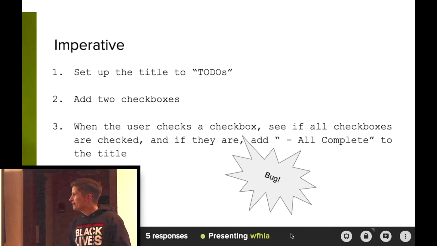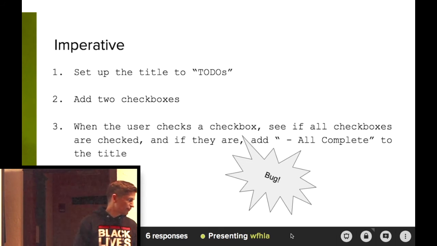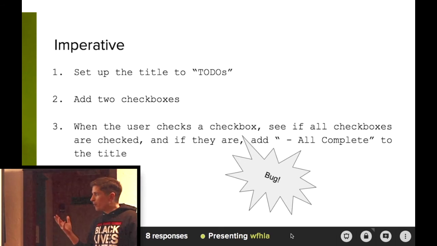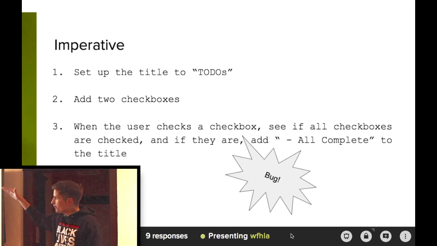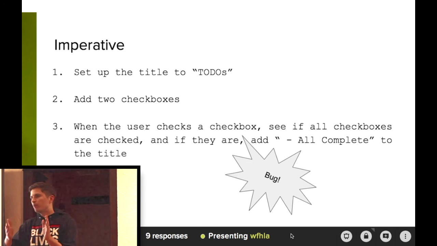The imperative code here is a simple app, right? Three lines. But it kind of has a bug in it. I don't know if anyone sees the bug. The buggy thing is that we've described what happens when the user checks the checkboxes, and we have this time complexity I was talking about. They check both checkboxes, so now we add "all complete" to the title.